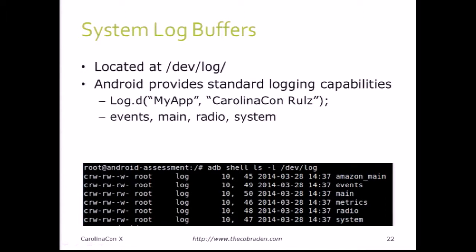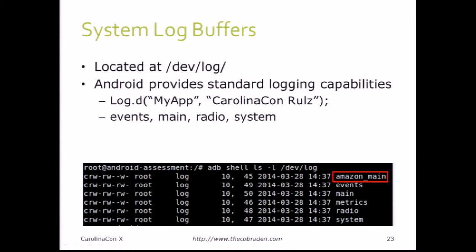By default, there's a few log buffers on each device, and there's APIs to interact with them. The one that you're going to use most often, if you use the Log class in your application, is the main log. So I have an example here. You just say, my app would be your tag, Carolina County Rules would be your message, and that's going to show up in the main buffer down here. But just an example here, it's not hard to figure out who this one is, but there's this one, and there's also metrics here that are different log buffers that are just there.